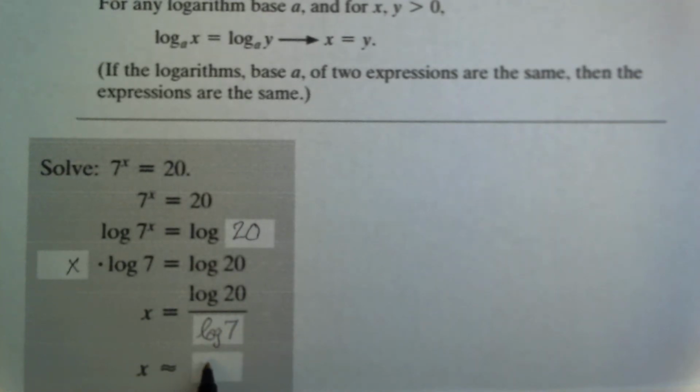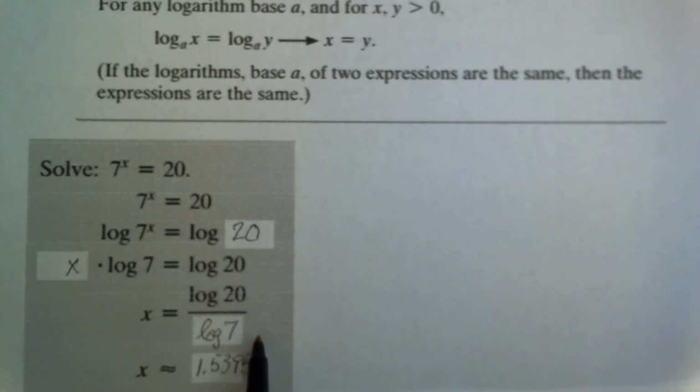And that means it's approximately equal to 1.5395. In other words, we look up the log of 20, we look up the log of 7, we take the quotient of the two numbers, and that's equal to 1.5395. So you can do that on your calculator.